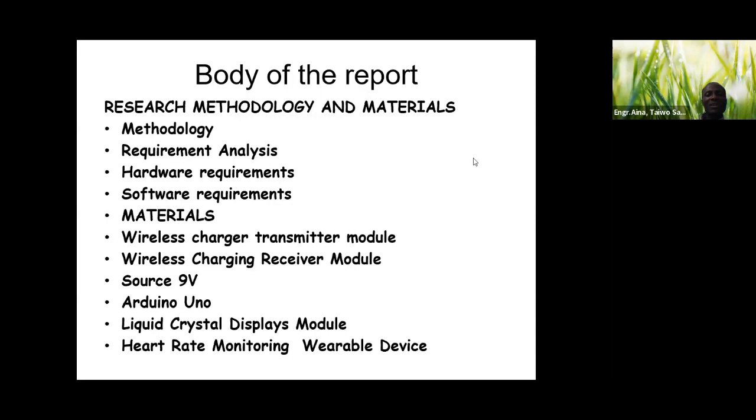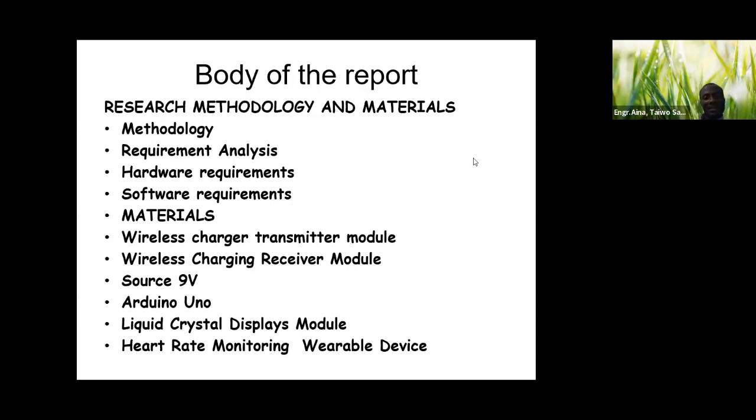Then you also describe the requirement analysis. Under requirement analysis, you need to describe the hardware that you use. In a tabular form, you can list the resistor and the other components you use. You can list the software requirement, the software you use. Then you also tell us probably the quantity that you use for the hardware.